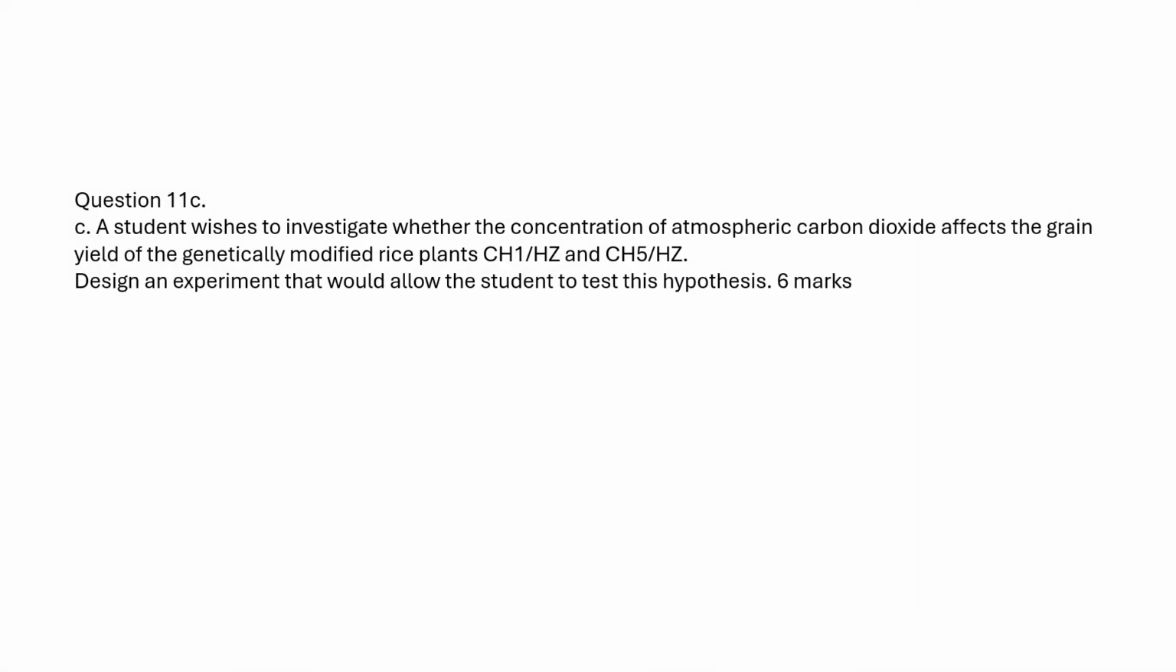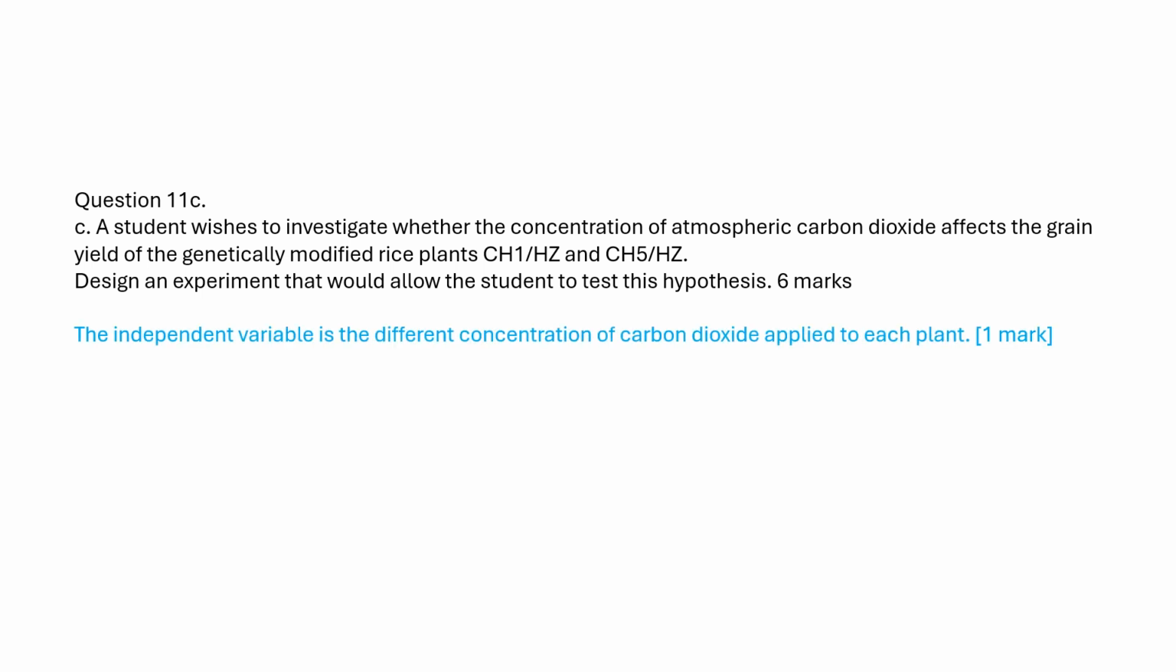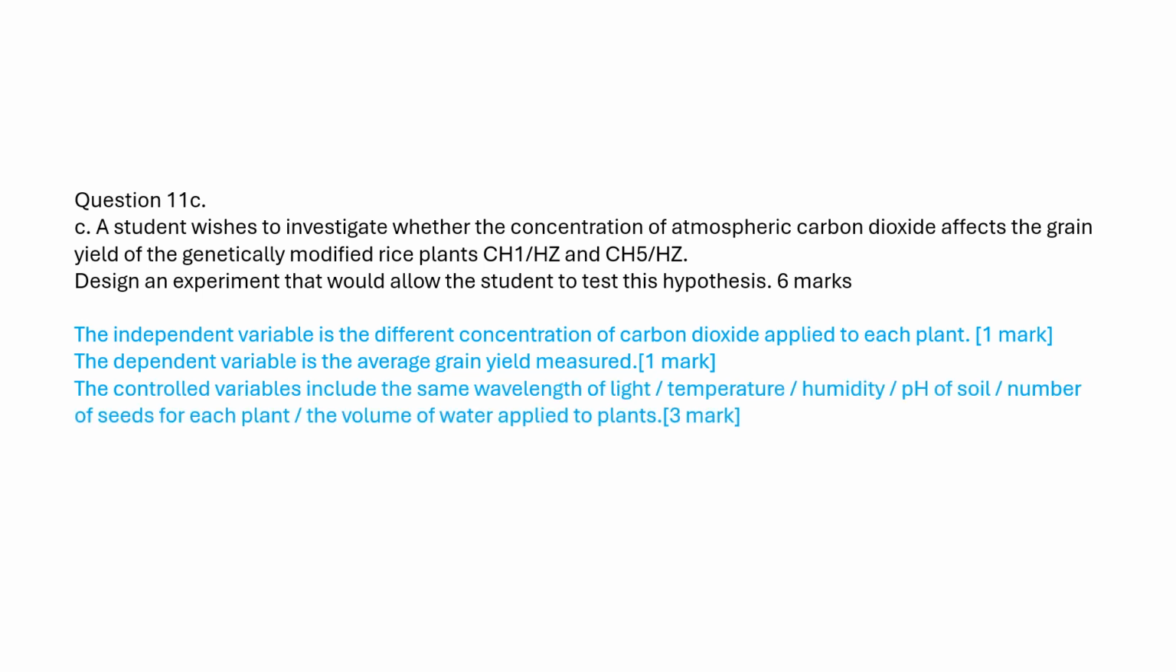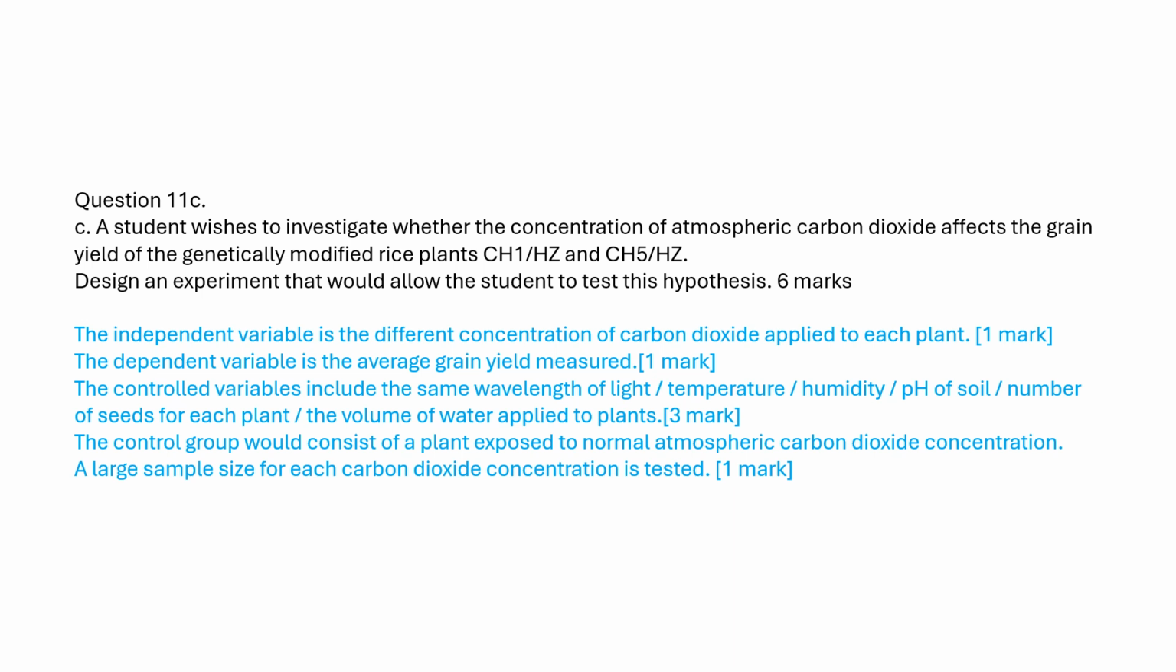The independent variable is the different concentrations of carbon dioxide applied to each plant. The dependent variable is the average grain yield measured. The controlled variables include the same wavelength of light, temperature, humidity, pH of soil, number of seeds for each plant, and the volume of water applied to plants. The control group would be a plant exposed to normal atmospheric carbon dioxide concentration. A large sample size for each carbon dioxide concentration is tested.